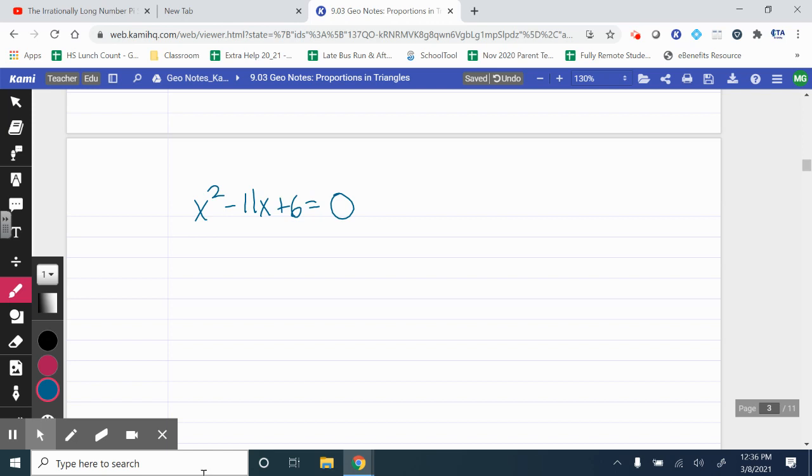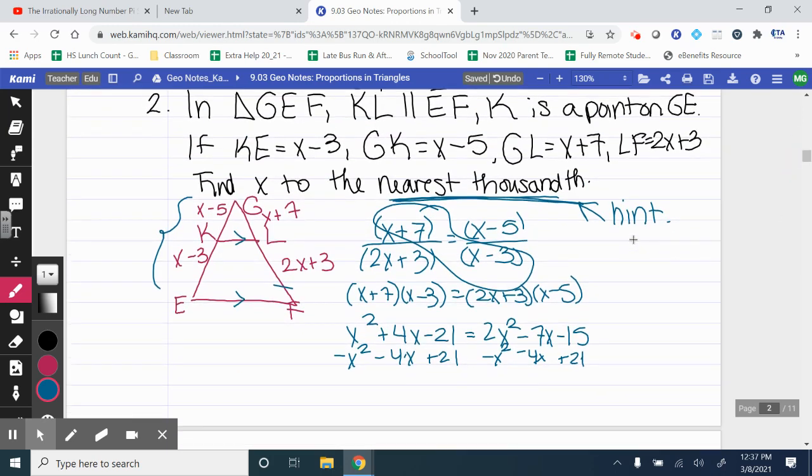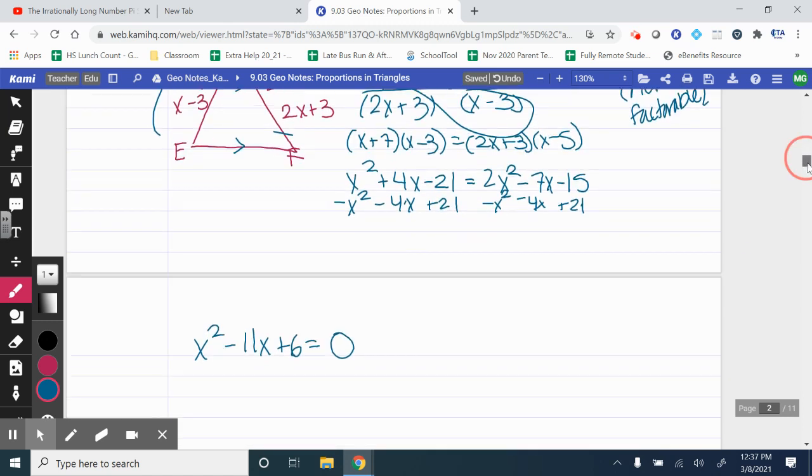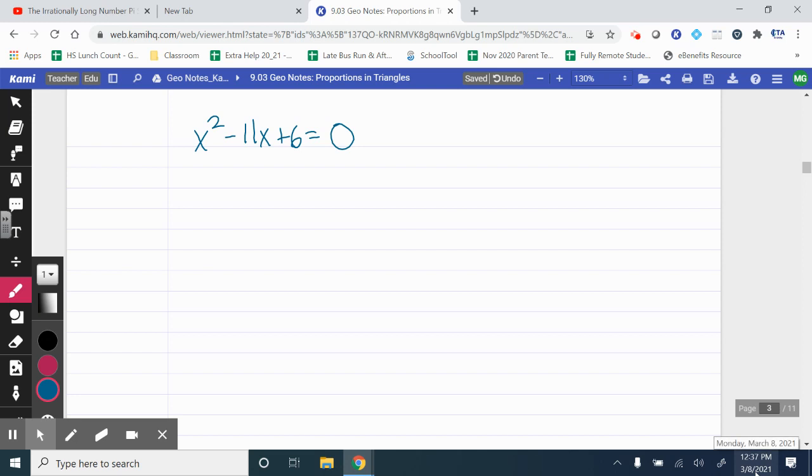Now it said in the problem to round to the nearest thousandth, which is a big hint to tell us that this is probably not factorable. And if it's not factorable, then what do I need to use? Hopefully you're shouting out quadratic formula. So a good review of our quadratic formula here. So we have x equals negative b plus or minus the square root of b squared minus 4ac all over 2a. And you should have that memorized.